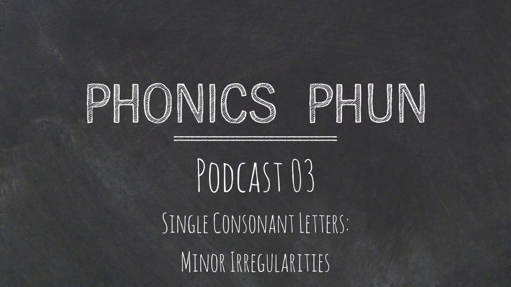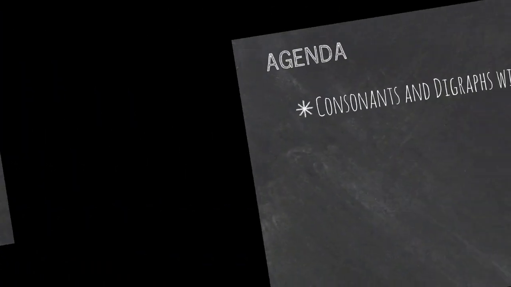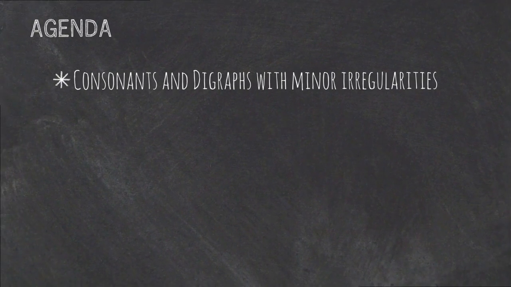This is episode 3, where we're continuing our conversation about single consonant letters. The single consonant letters we're going to talk about today are those with minor irregularities. So our agenda is just that. We're going to talk about consonants as well as some digraphs with those minor irregularities, and what generalizations we can apply when we see those consonants and digraphs in words.